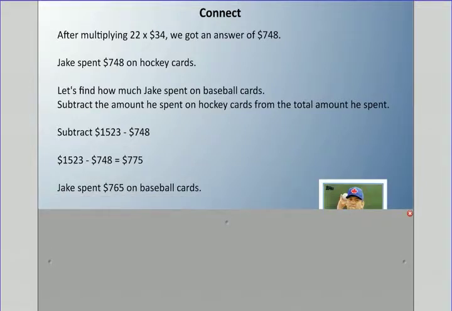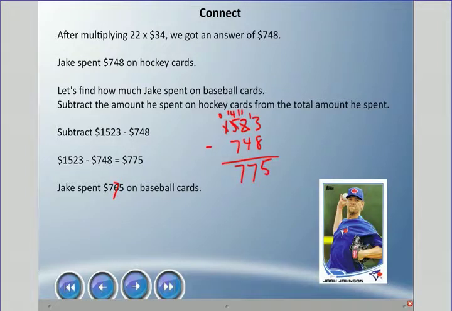So we could say, well, that's a problem. Let's find the real answer, because obviously my template here is not good. So we just double check our work. The total minus the amount spent on hockey cards. We can't do 3 minus 8, so we're going to borrow. 13 minus 8 is 5. Can't do 1 minus 4. We're going to borrow. 11 minus 4 is 7. Can't do 4 minus 7. I'm going to borrow. 14 minus 7 is 7. So $775 spent on baseball cards.